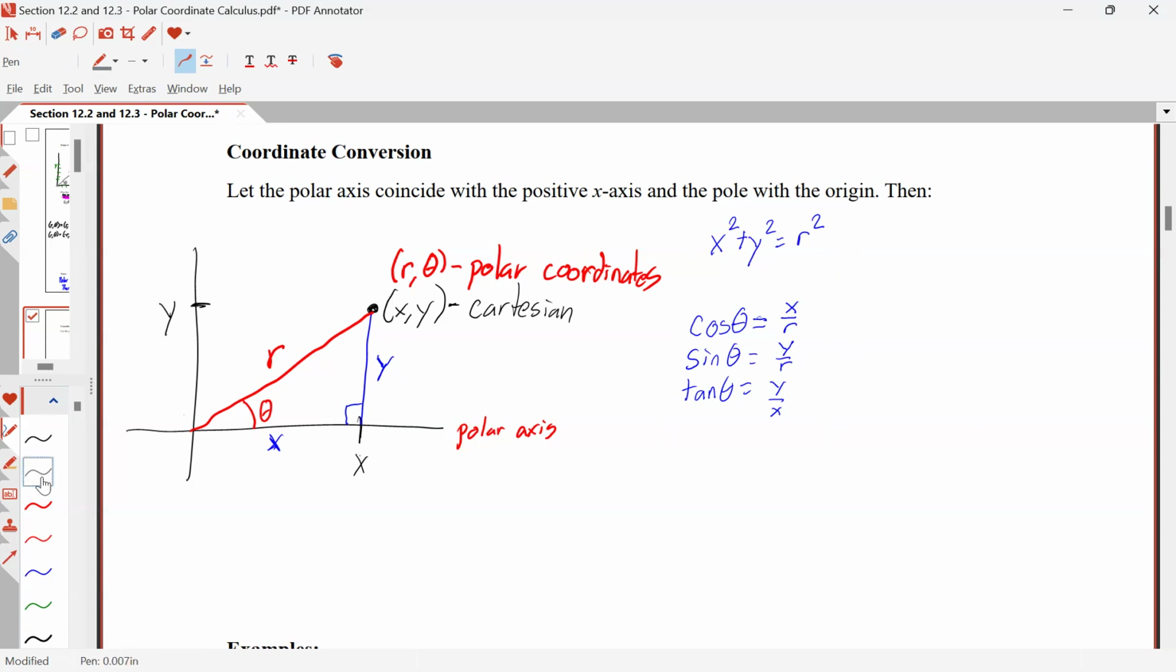First, if we want to convert from our x, y coordinates into our r, theta, so from Cartesian to polar, we can use the equation that r is equal to plus or minus the square root of x squared plus y squared, and that tangent theta is equal to y over x.